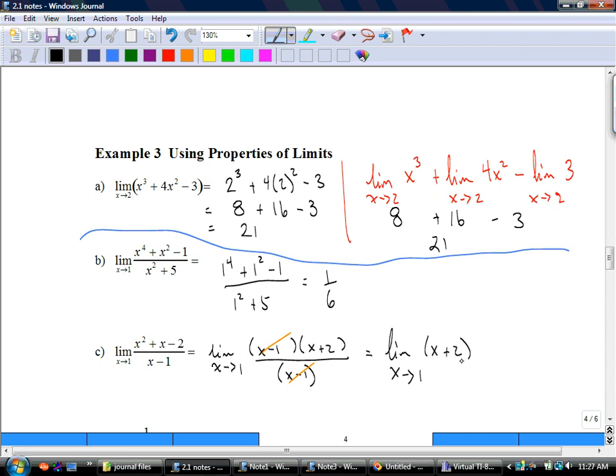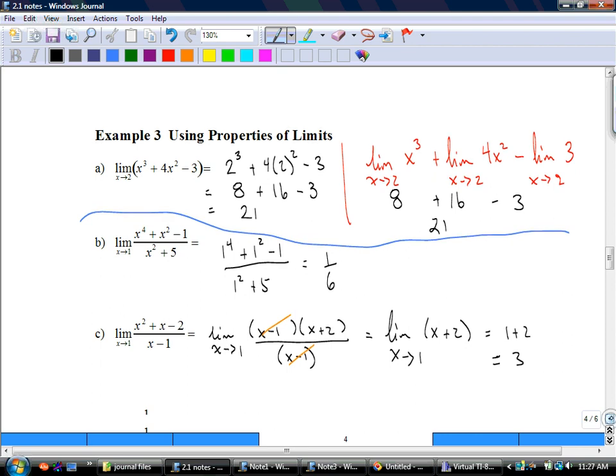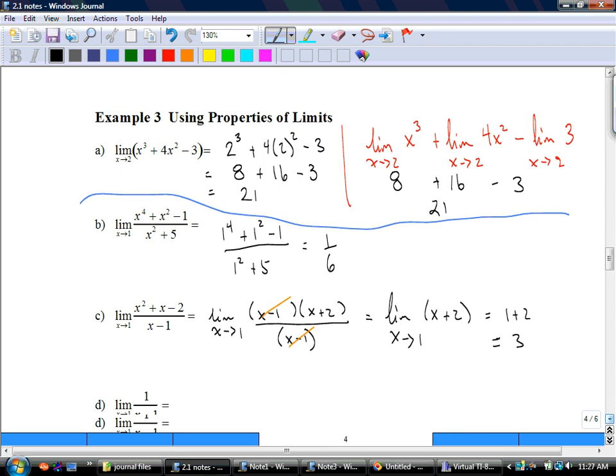Can you substitute now? Yes, so now you can. So as x gets close to 1, y gets close to 3. We just avoided the division by 0 problem. Yay! No more division by 0. See how powerful that is? I think it's huge.